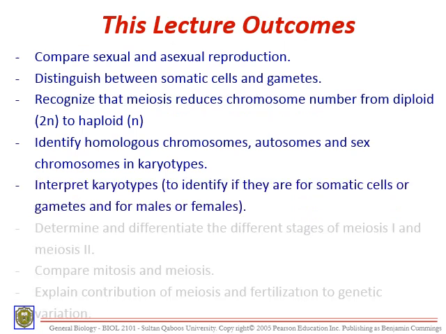So for the lecture outcomes, today we are going to compare sexual and asexual reproduction. What's the difference between them? We are going to distinguish between somatic cells and gametes. We have already spoken about somatic cells last time and gametes as well, but we're gonna speak about them in more details today, inshallah. We're gonna recognize that meiosis reduces chromosome number from diploid to haploid, i.e. from 2n to n.